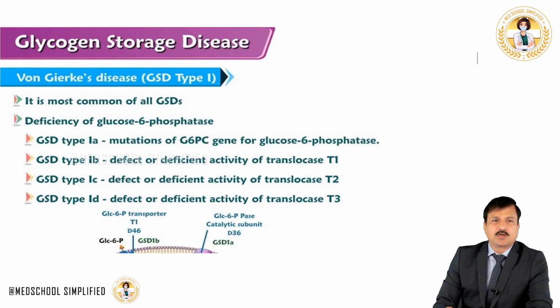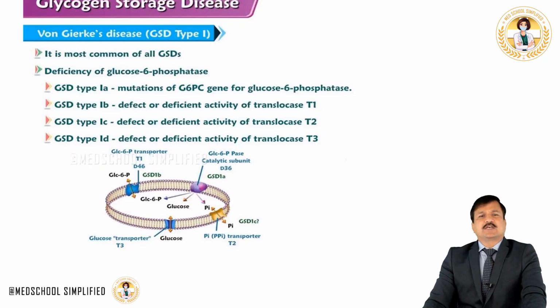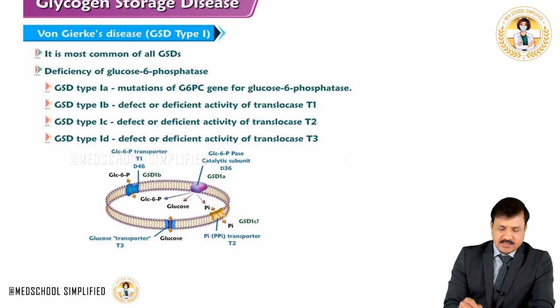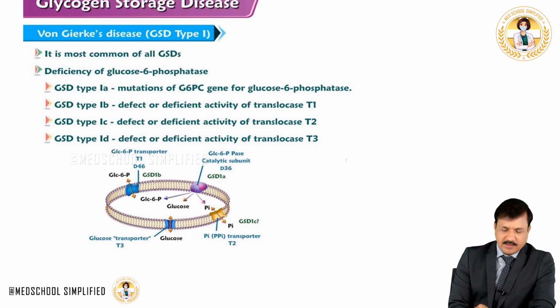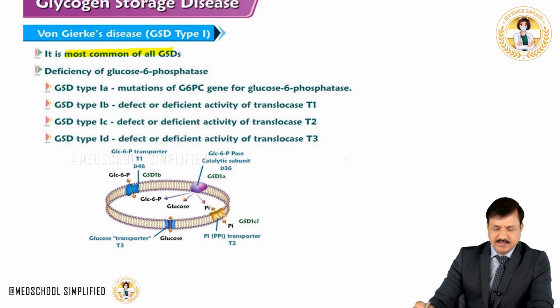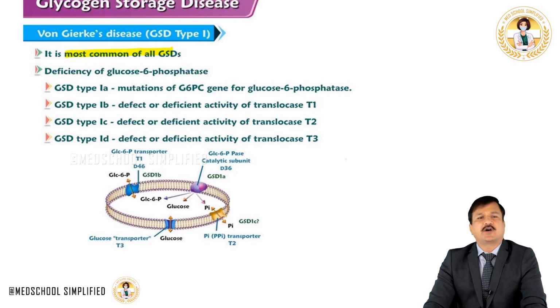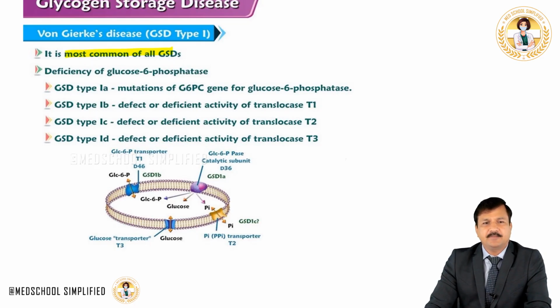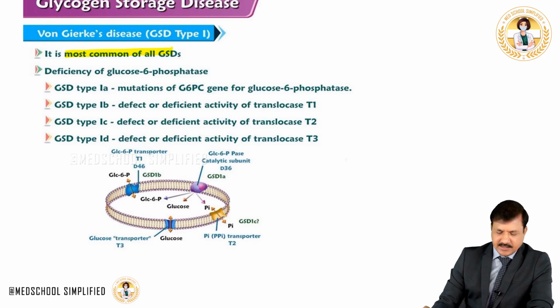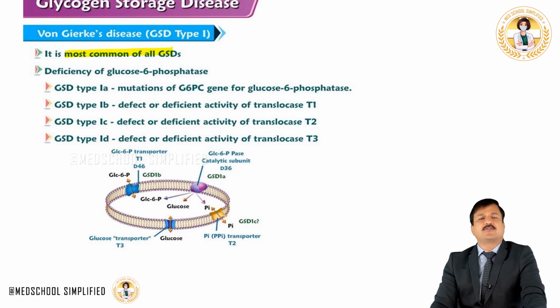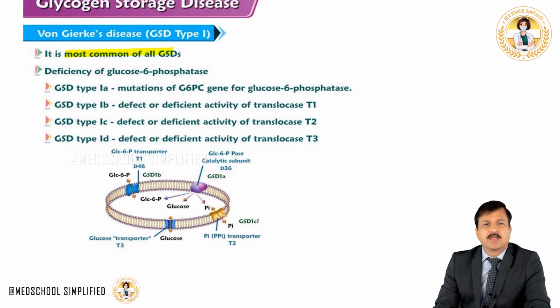Now let's get into Von Gierke disease. Von Gierke disease, as I said in my earlier slide, is the most common of all glycogen storage diseases. And the type 1 glycogen storage disease is further classified into type 1A, type 1B, type 1C and type 1D.